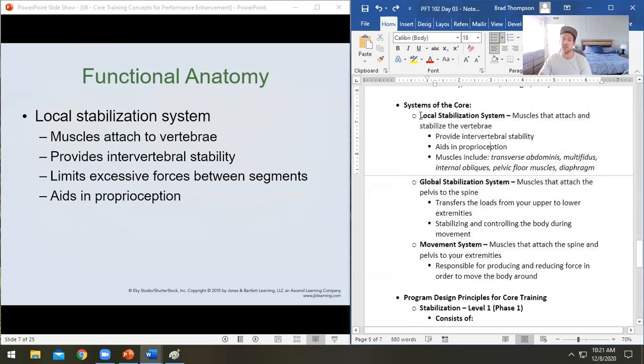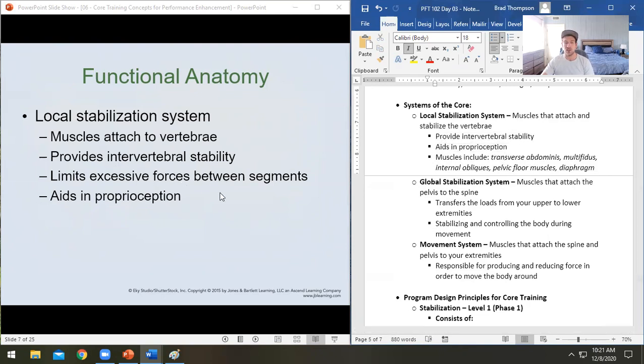And listen to the words that are in that sentence, right? It's local, which means it's close to home. So, what's the closest thing to the center of your body? Your spine, right? That's running right through the middle of you. And then it's all about stabilization. So the local stabilization system is all about holding your spine in place. So these are muscles that attach and stabilize your vertebrae. Their job is to provide intervertebral stability, holds all your discs in place. It aids in proprioception. This gives your body the ability to understand where it is in space.